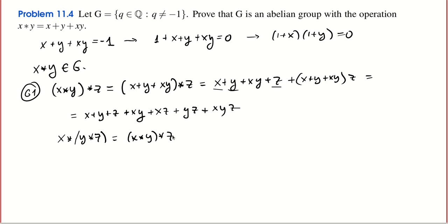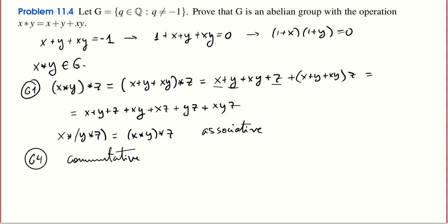And not only that, you can check because of the symmetry of this expression, you can change x and y here, and then you will get the same result, so this is also commutative. So this is associative and commutative. All right, you have these two.